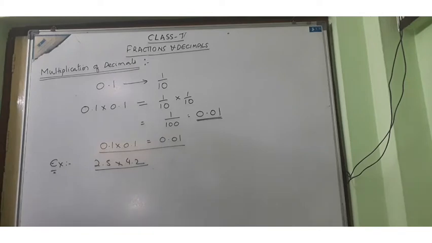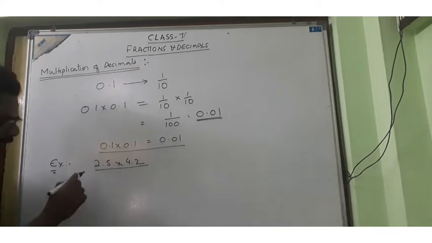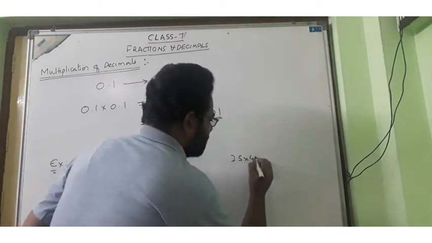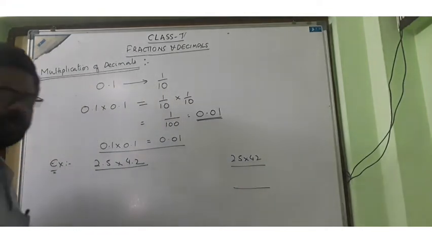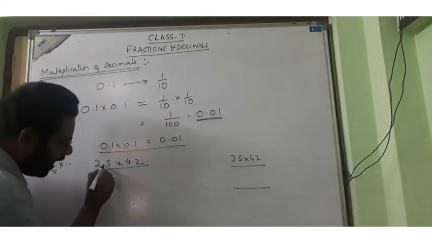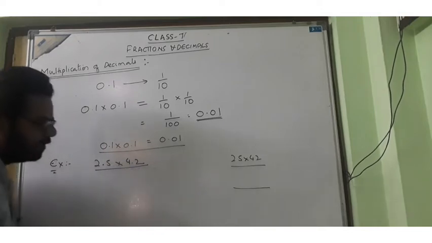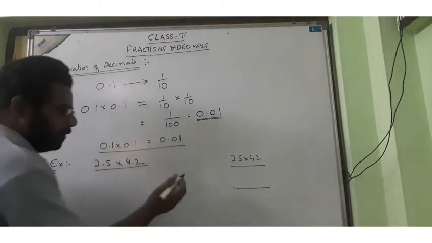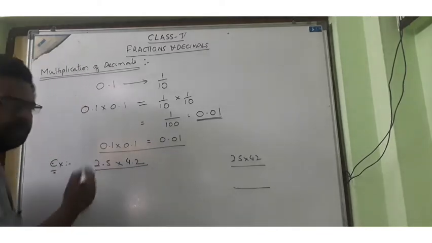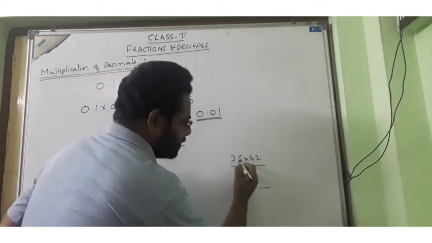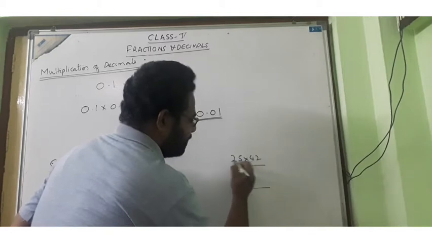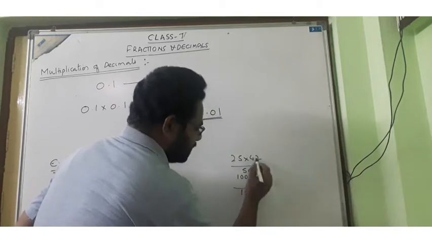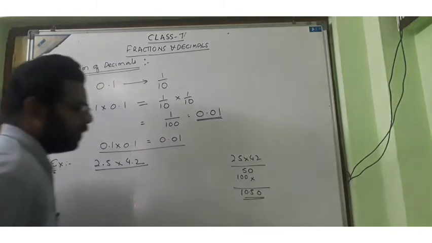2.5 into 4.2. How to multiply? Directly we can multiply 25 into 42. This is the easy way. We can get some number. After the point one digit is there in each, so from the right hand side to left hand side, after two digits we can put the point. So 25 into 42 means 2 25s are 50 and 4 25s are 100, so this is equal to 1050. After the point, this is equal to 10.50.